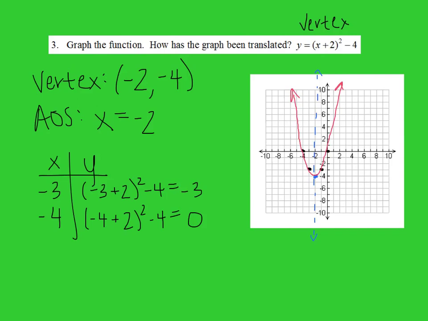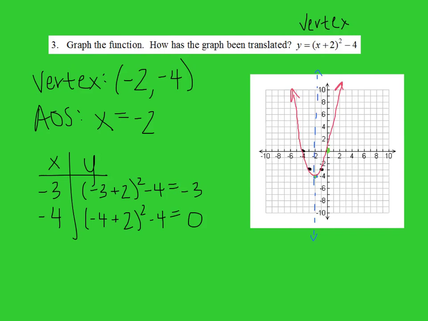Okay, so we're done with the graph, but remember, the second part of the question is how has the graph been translated? So I have to ask myself whether it moved left or right, up, down, stretch, compress, etc. Looking at this graph, the easiest way to tell how it has been translated is put your pencil on the origin, right at the corner of X and Y, right there in the middle. And then tell me how to get to your vertex. Remember, your vertex is down here.